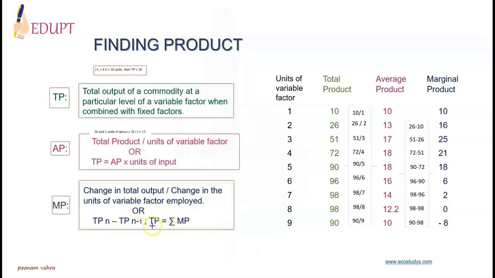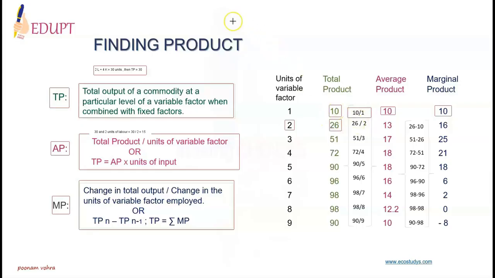Also, total product is a summation of marginal product. Let us understand these concepts with the help of this table. 1 unit of variable factor is employed. Total product is 10. Average product would be 10 divided by 1, so 10. Marginal product will also remain the same as there is no change when 1 unit of variable factor is employed. Now when 2 units are employed, total product increases from 10 to 26.